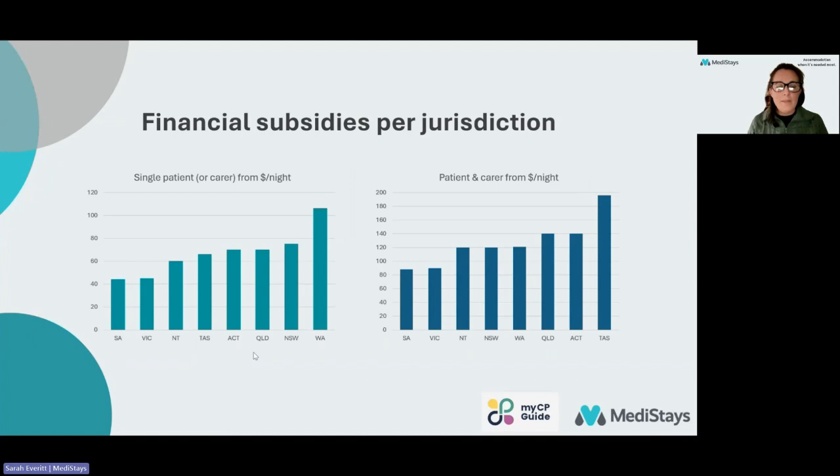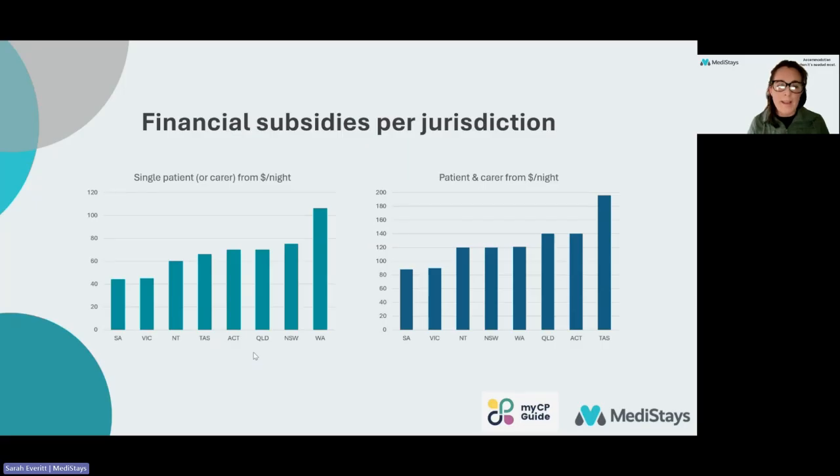So they are not intended to cover the costs of the accommodation or the travel. And certainly in the case of Victoria, to be honest, I'm not aware that the VIPTAS rate has been changed for at least a decade. And so what you can see here on the graph on the left is the subsidy for a single patient.